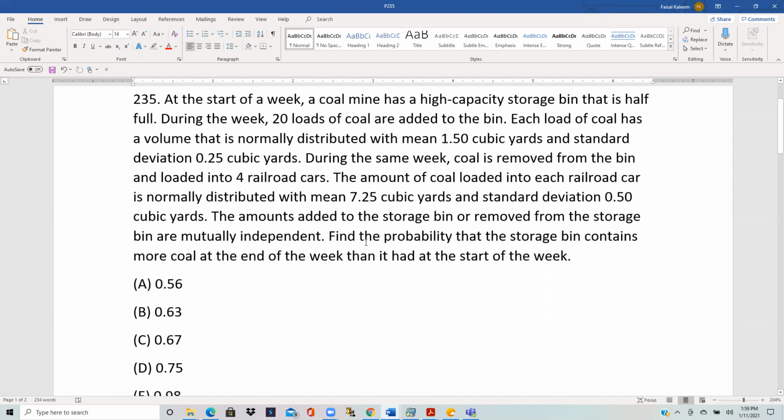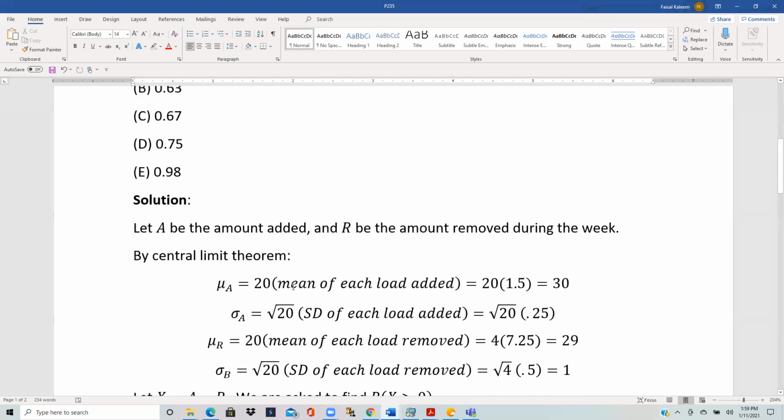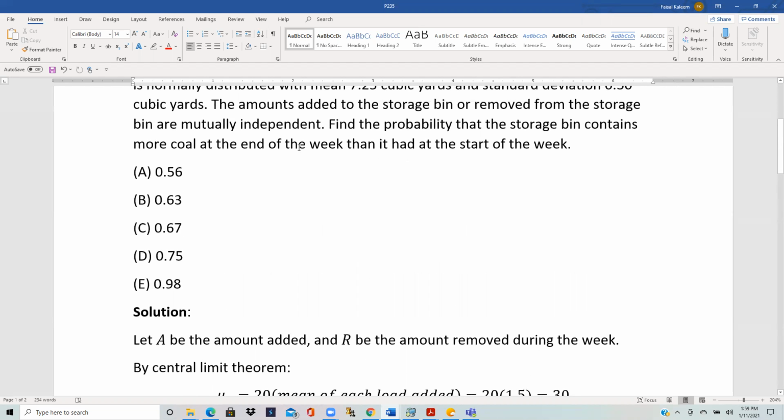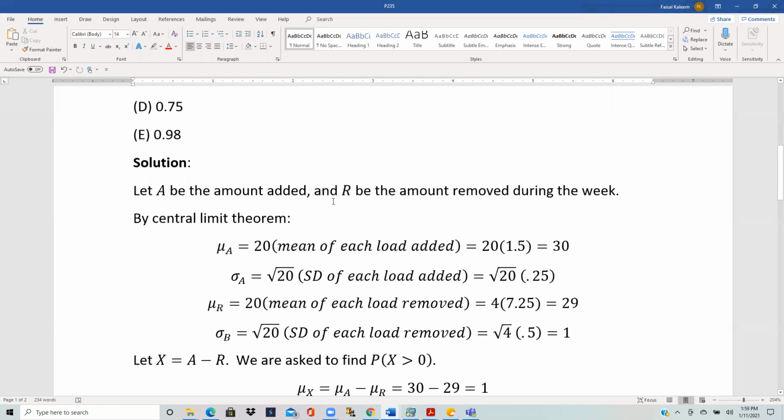Find the probability that the bin contains more coal at the end of the week than it had at the start of the week. So if A is the total amount added and R is the total amount removed, you want the probability that more coal is there at the end of the week, which will happen if more is added than removed. In other words, if we let X be added minus removed, then we want the probability that X is greater than 0, because if more is added, then A minus R will be greater than 0.